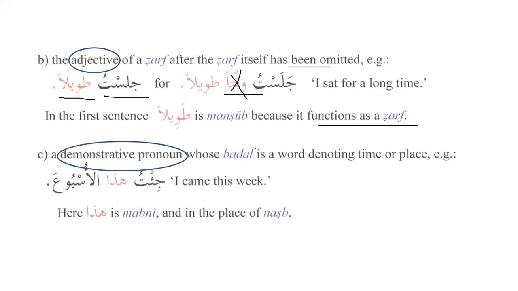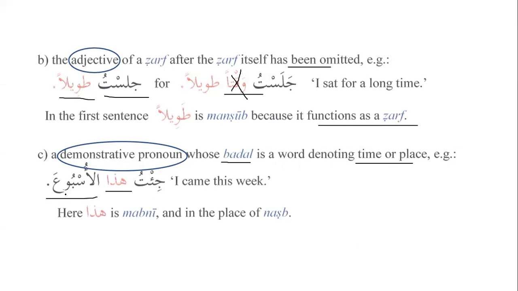A demonstrative pronoun, which is called ismul ishara, whose badal is a word denoting time or place. So ismul ishara, sometimes we say musharan ilayh, and also sometimes we can say ismul ishara plus badal. So when you say ji'tu hadha al-usbu'a, now here hadha is ismul ishara and al-usbu'a is badal.